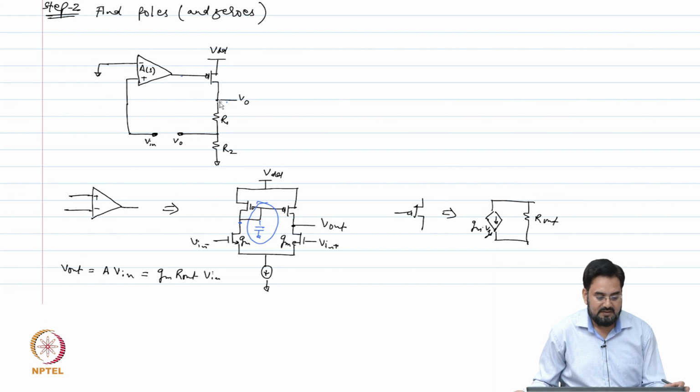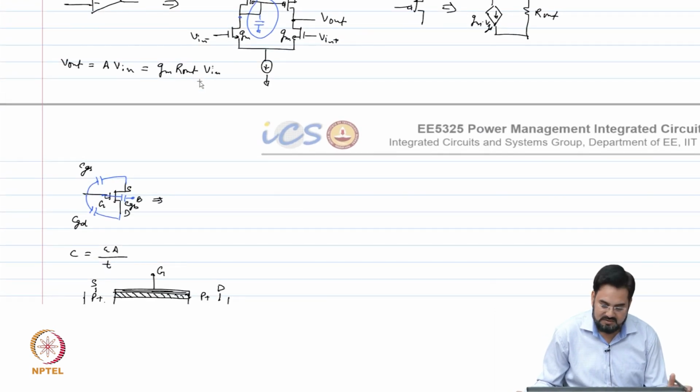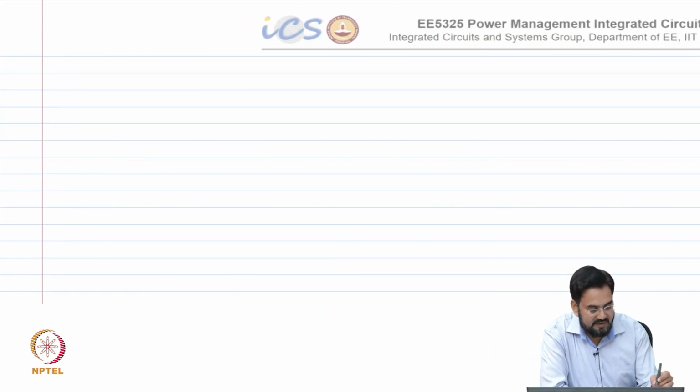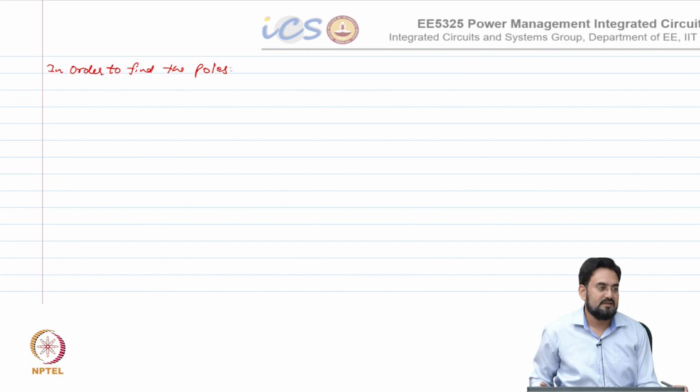Okay, so we were looking at how to compensate your linear regulator or LDO. So, the first thing we needed was to break the loop, because we are looking at open loop gain, and then you need to find the poles and or zeros if there are. Which means, in order to find the poles, what we need to look at.